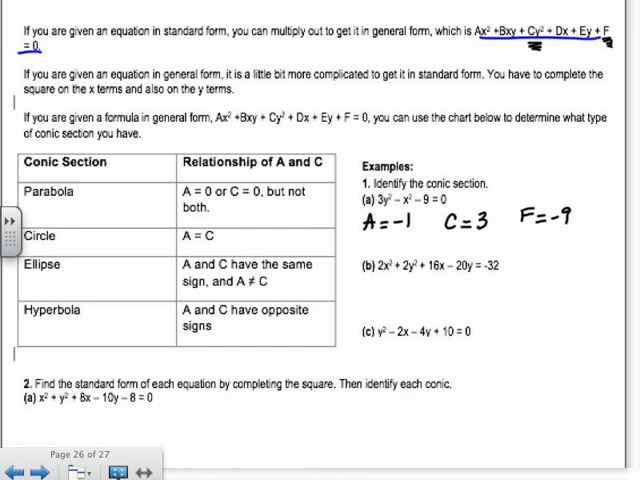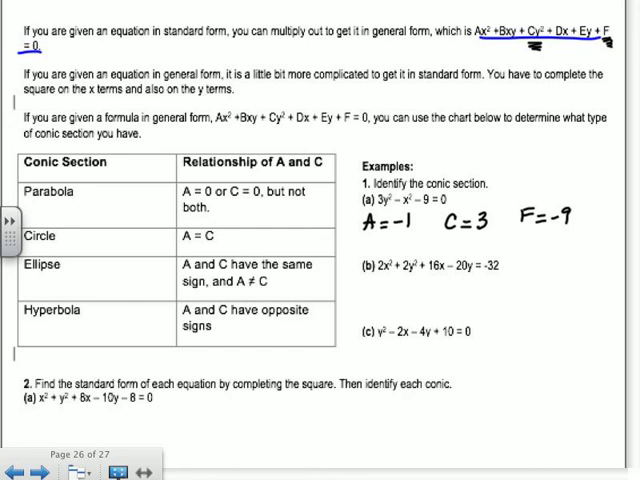Okay, so based on our chart, is it a parabola? A equals 0 or C equals 0, but not both. Nope, not that. Is it a circle? A equals C? Nope. Is it an ellipse? A and C have the same sign and A is not equal to C? No, they're not the same sign, they're opposite signs. And then hyperbola, A and C have opposite signs. Yep, that's what it is. So it's a hyperbola. Notice that A did not have to not be C. A could have been equal to C in that.